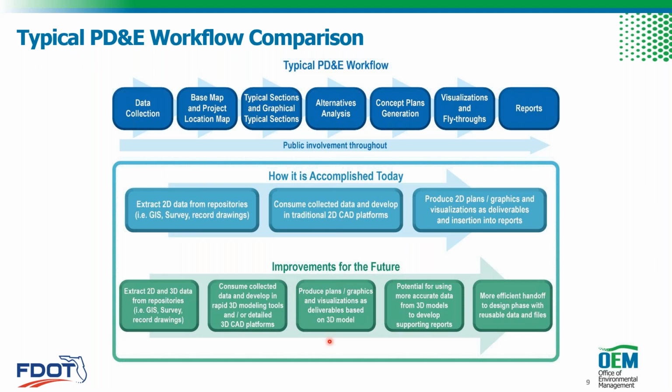And so what does that mean? That means we have a more efficient handoff to the design phase, because now we can reuse that data. So even if you utilize the detailed 3D modeling tool, you developed an alignment and profile, let's say, and you've developed the templates, all of that information, if it's done in PD&E, is now available to your design team. And now they're only focused on refining and expanding what has already been begun, not necessarily having to redo it.